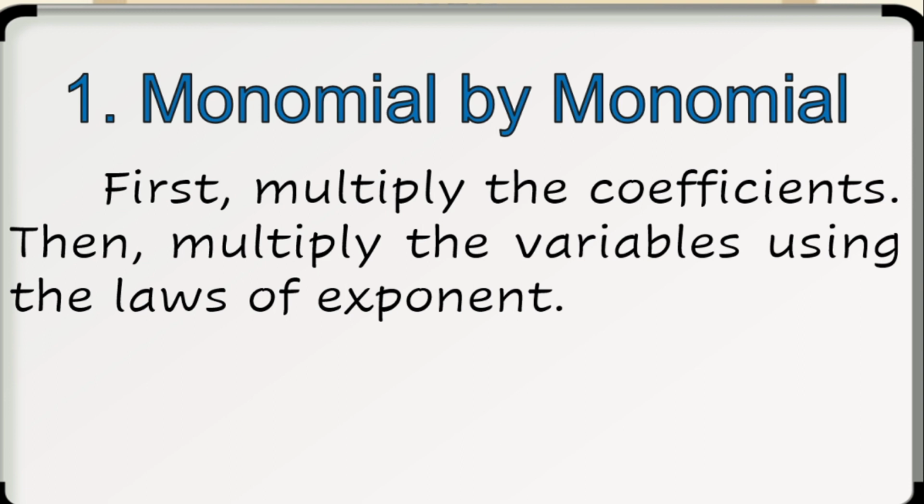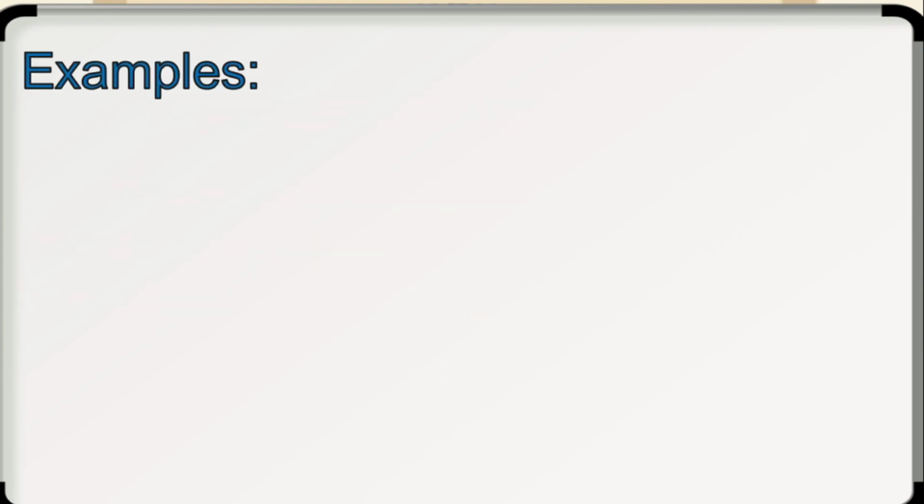Let's now have the rules in multiplying polynomials, starting with the monomial by monomial. In here, first, multiply the coefficients. Then, multiply the variables using the laws of exponent. Example, 3 raised to 2 times 3 raised to 6 is equal to 3 raised to 8. Why? Because applying the law for the product of powers, we will just copy the common base, which is 3, and then we will add the exponents.